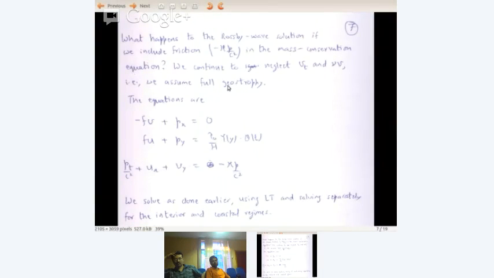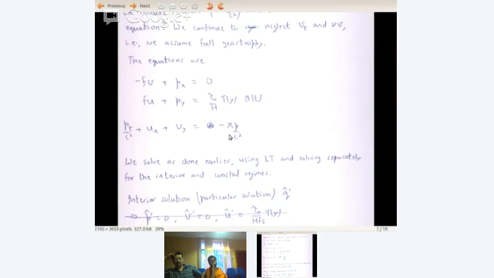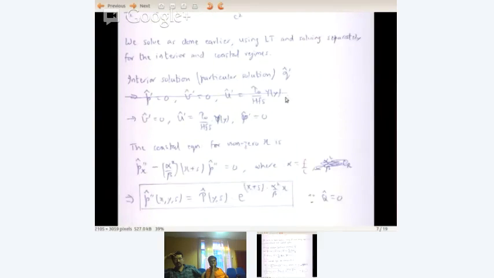We continue to assume full geostrophy, so no vt. And the only change we make now is to add this vertical mixing term, kappa partial squared by partial z squared. Everything proceeds as earlier.